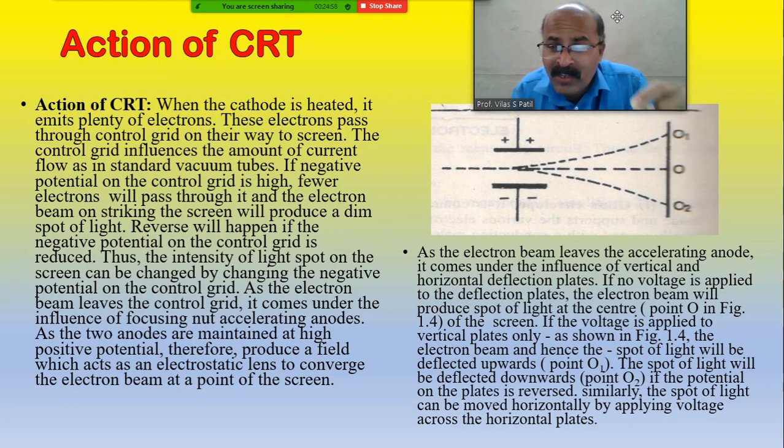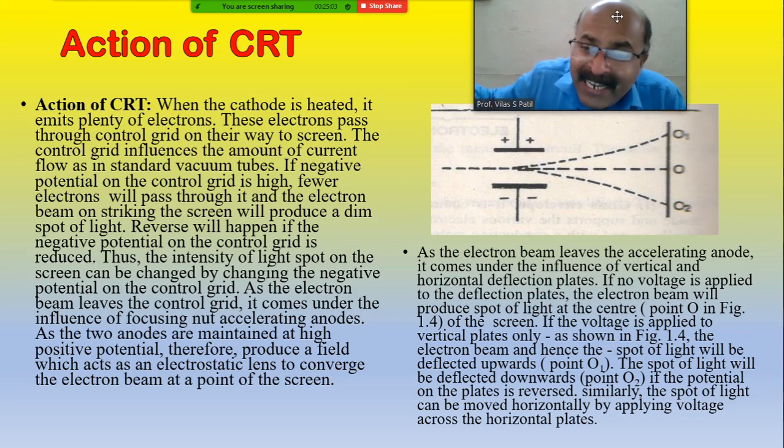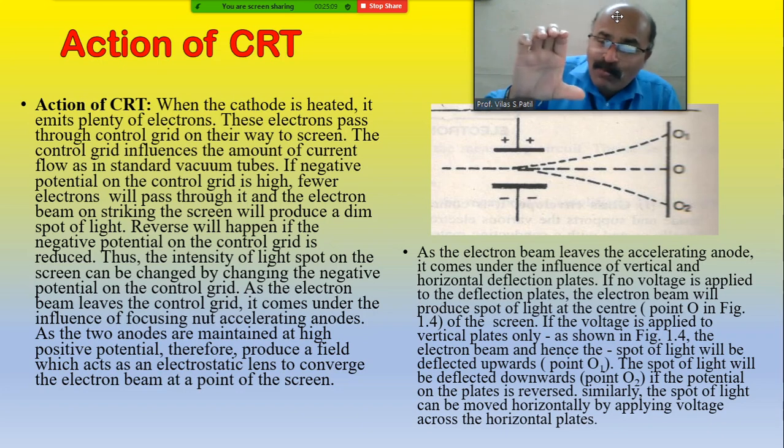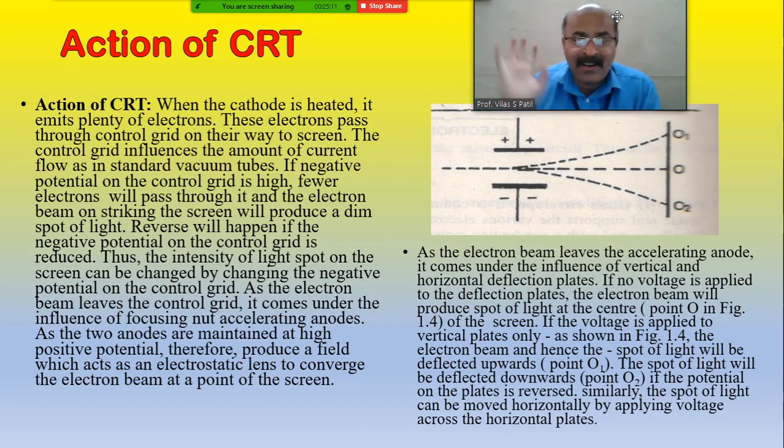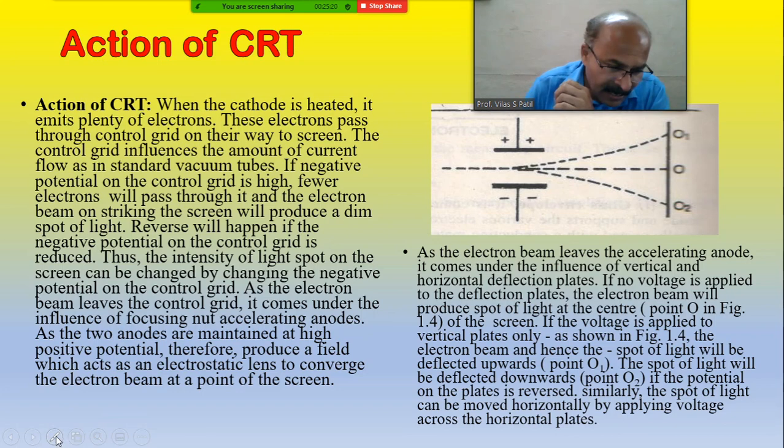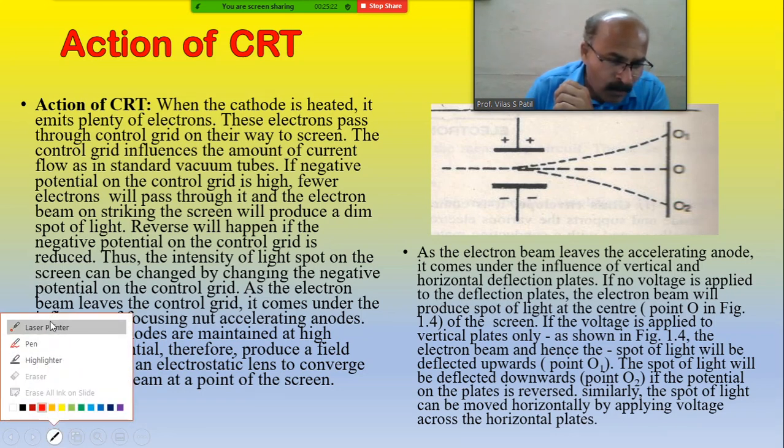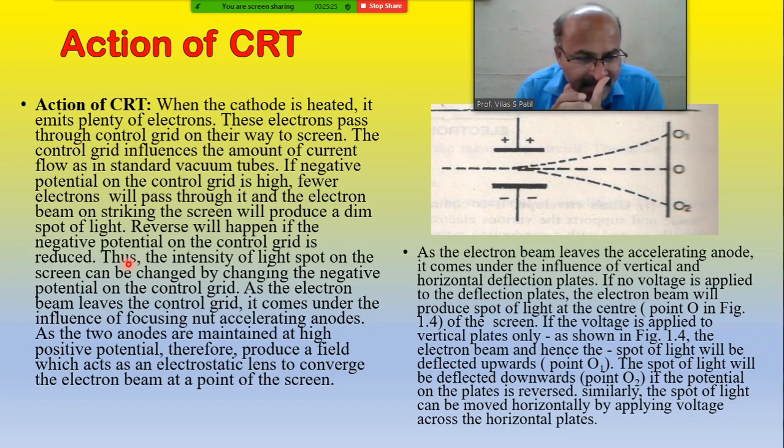Which relation? If the negative potential on the control grid is increased, then the spot becomes dim. If the negative potential is decreased, the beam becomes wider and the spot becomes brighter. Okay, the intensity, see here, I am taking the laser pointer. Laser pointer is here. Thus, the intensity of the light spot on the screen is changed by changing the negative potential on the control grid. If we regulate the potential on the control grid, it regulates the intensity. The intensity knob is there.